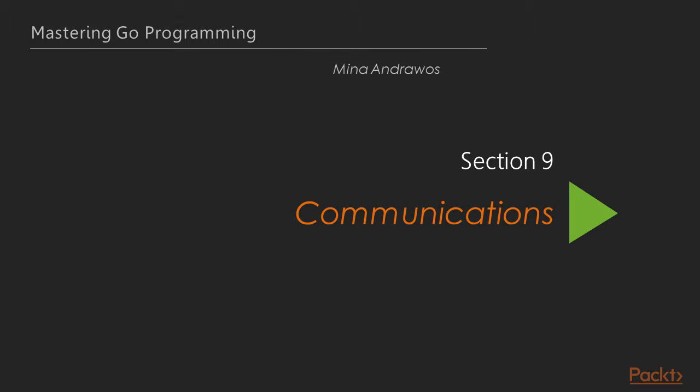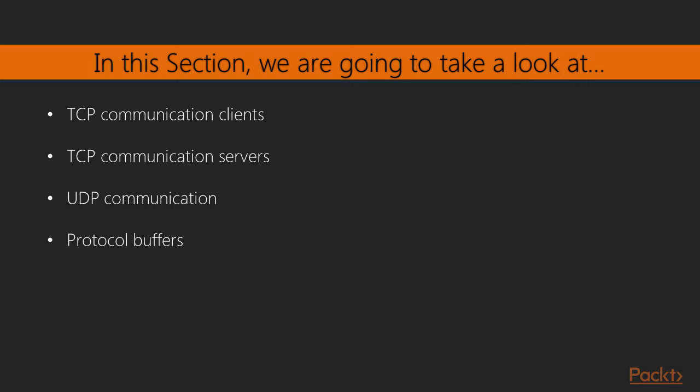Welcome to section 9 in our exciting journey to learn the Go language. In the previous section, we dug deep into how Go interfaces with databases. In this section, we will cover another practical aspect of Go programming, which is how to communicate between applications using the Go language.